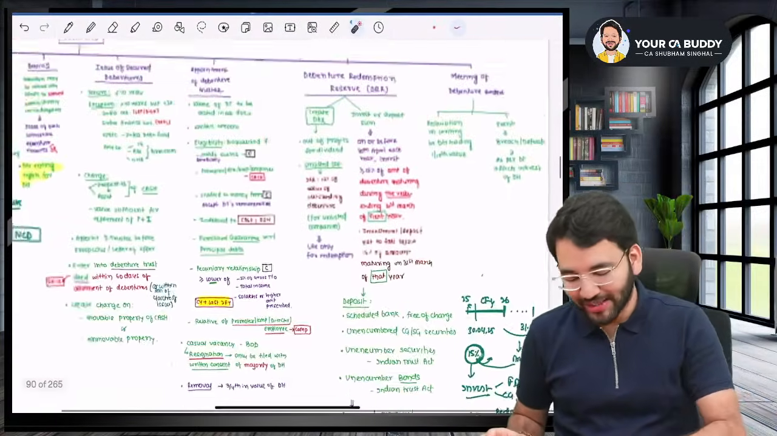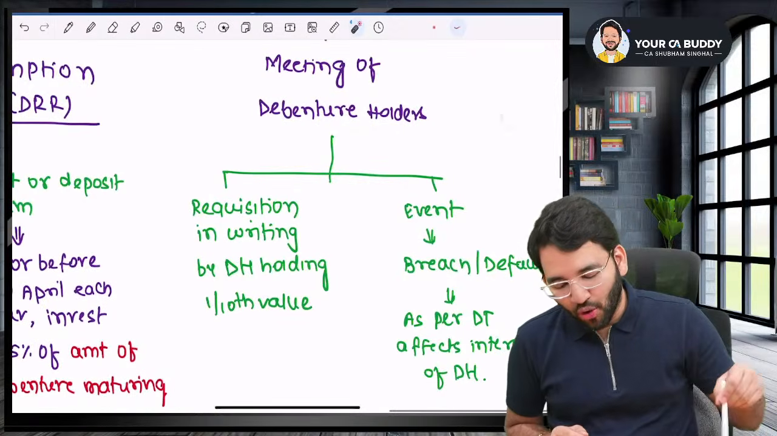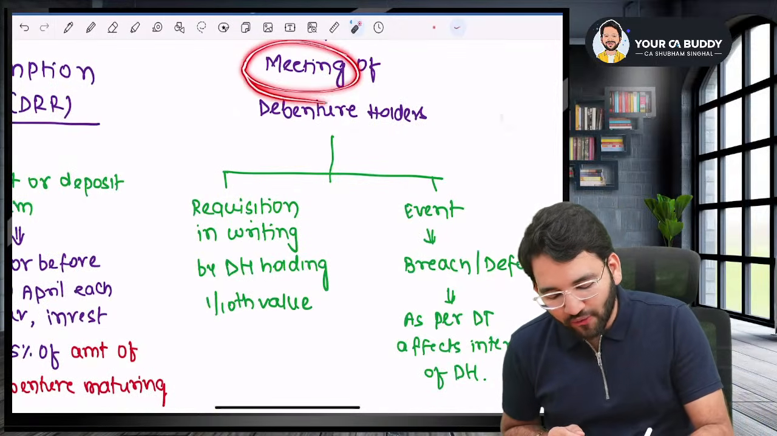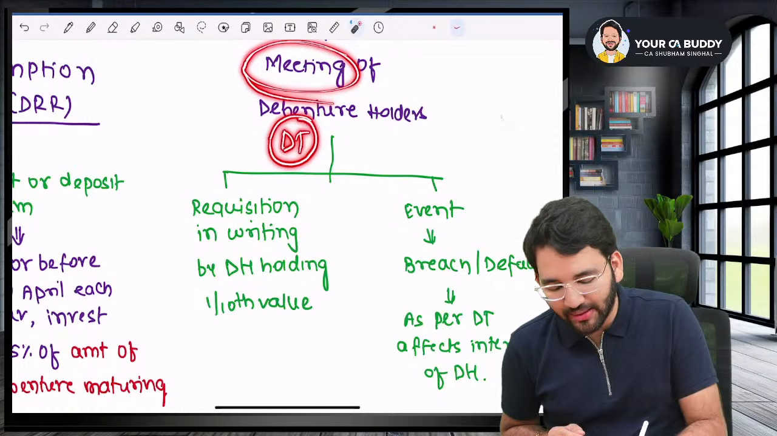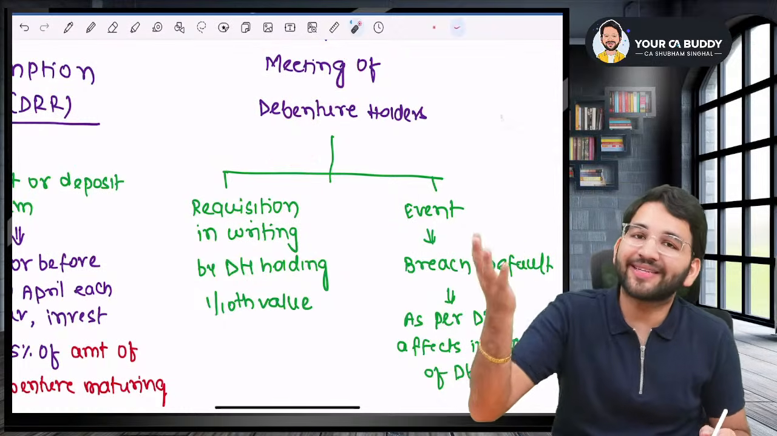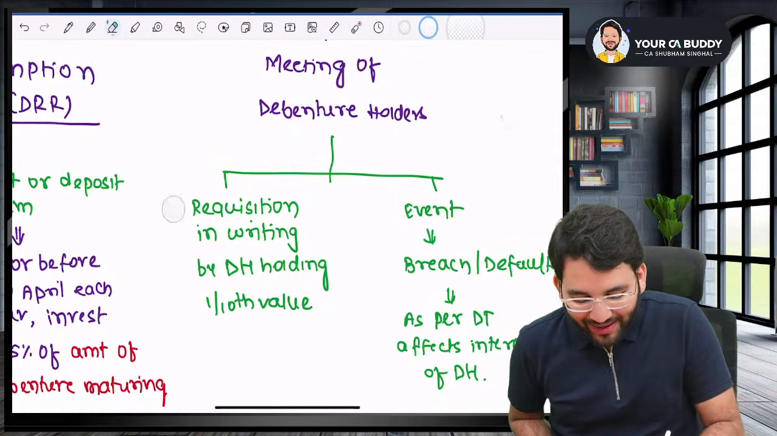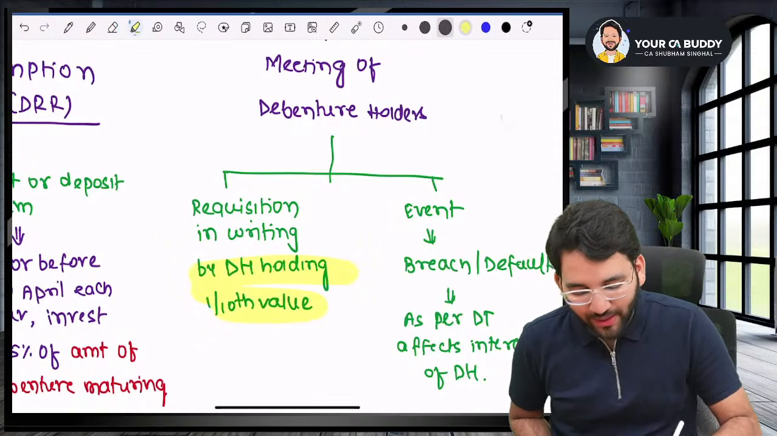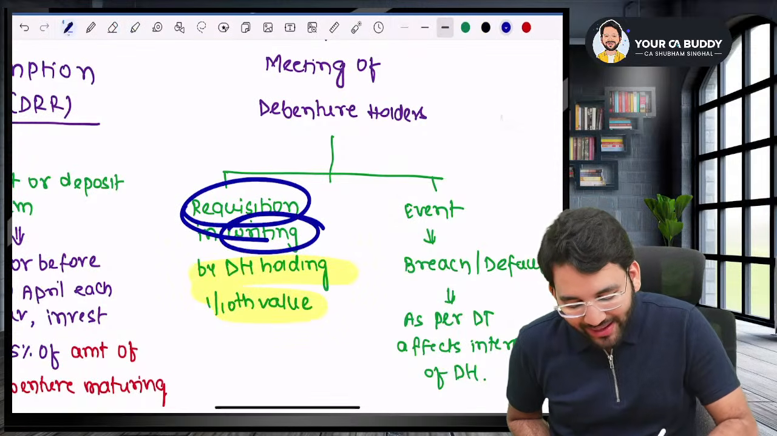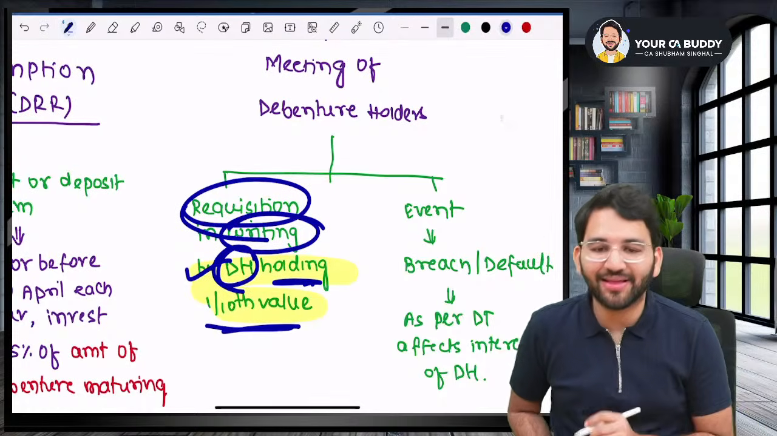Okay. Now coming to the last point, sir. Meeting of debenture holders. Who will call for the meeting of debenture holders, sir? The debenture trustee. In what scenario? If there is a request in writing by debenture holders holding 1/10 in value.